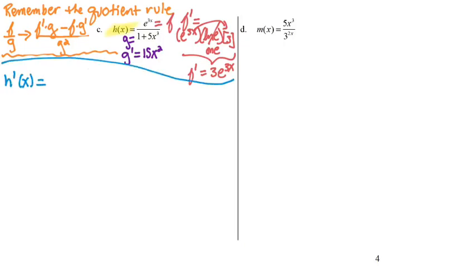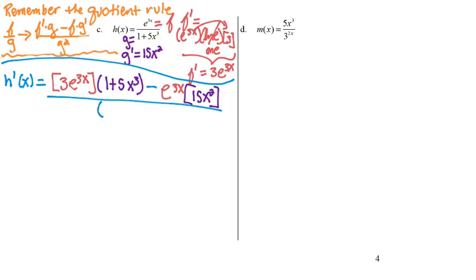We're ready to take the derivative of the h function. So first we took f prime, which we'd already found to be 3e to the 3x. We need to multiply with g, which is the original denominator, the binomial 1 plus 5x cubed. Then we have minus in the formula, and we have f in its original form, so our original numerator of e to the 3x times g prime, which we've already found to be 15x squared. And this is all over the original denominator of g to the quantity squared.